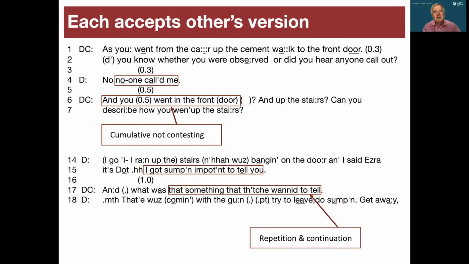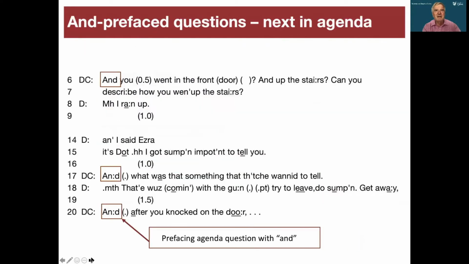And the other feature of this is that you'll see that in line 15, she says, "It's Dot, I got something important to tell you." And in line 17, the attorney says, "What was that something that you wanted to tell?" It again takes on trust that indeed that's what she was doing. There's no questioning of that. So that's a first feature that I wanted to highlight for you.